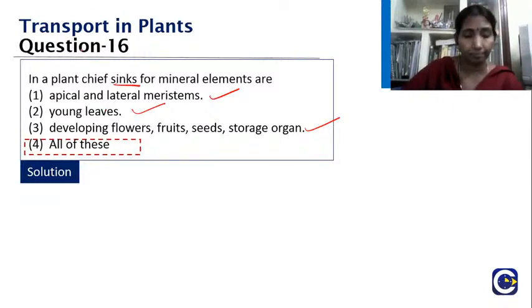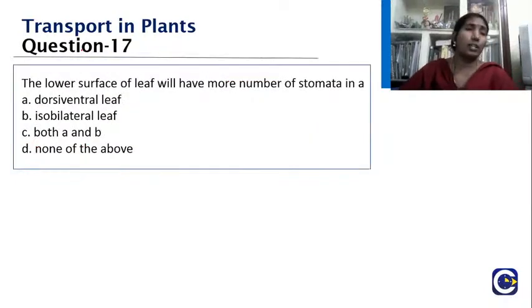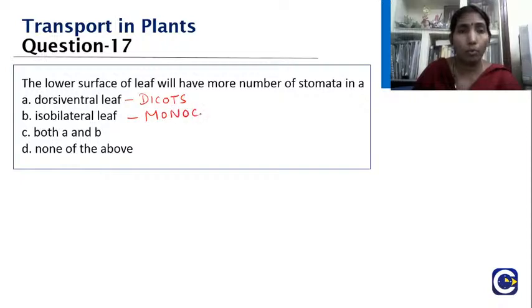Okay, good. Now coming to the next question: the lower surface of the leaf will have more number of stomata in a dorsiventral leaf, isobilateral leaf, both A and B, or none of the above. See, a dorsiventral leaf is characteristic of dicots. An isobilateral leaf is characteristic of monocots. So we will see what is happening.